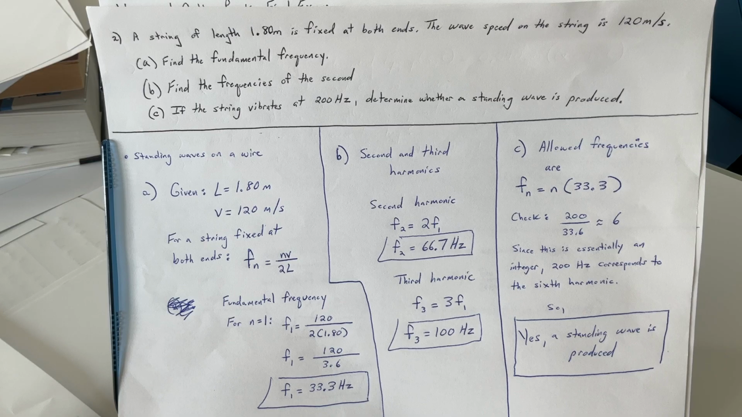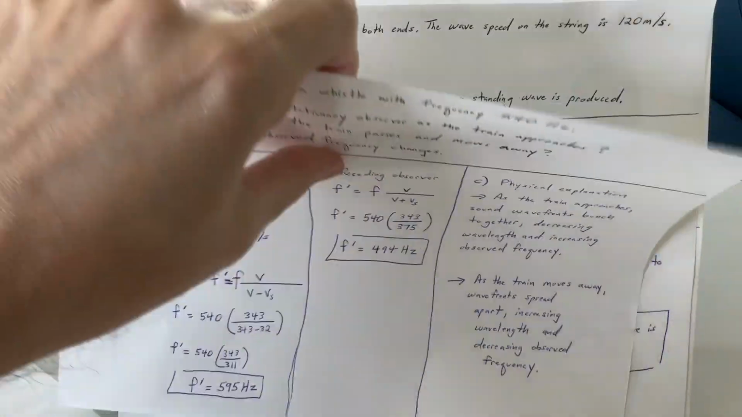If the string vibrates at 200 hertz, determine whether a standing wave is produced. The allowed frequencies are f_n equals n times 33.3. Substituting our values, 200 over 33.3, we get about 6. Since this is essentially an integer, 200 hertz corresponds to the 6th harmonic. So yes, a standing wave is produced. That's number 2. Moving along to number 3.